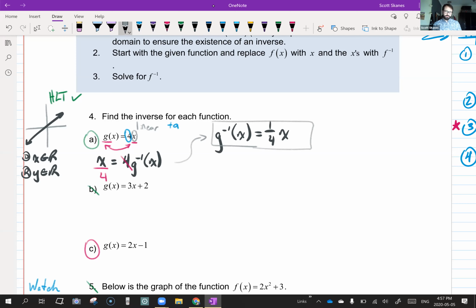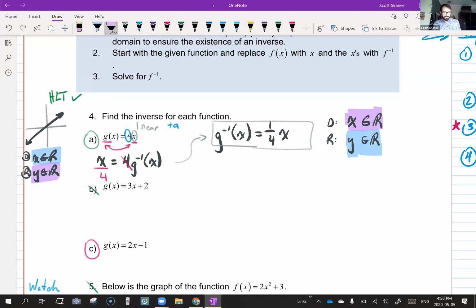That's a different function. It's like the evil twin, or maybe not the evil twin, just the twin of the original function. Okay? Now, the domain is still all the x values. The range is still all the y values. But you'll notice, well, we'll notice soon, the domain is the range of the inverse, and the range is the domain of the inverse. I'll get to that more in a second.